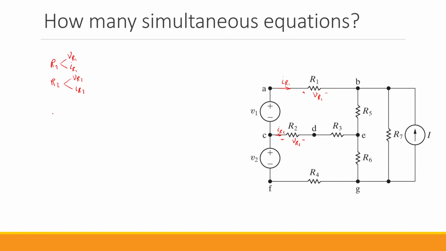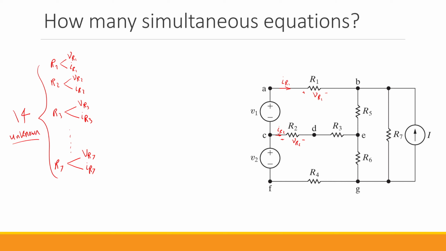What about R3? We need to know V of R3, so the voltage across R3, and also the current that goes through R3. And we basically repeat that for all the resistors until we get to R7, for which we want to know the voltage across R7 and the current that goes through R7. So considering we have 7 resistors, we have 14 unknowns so far.